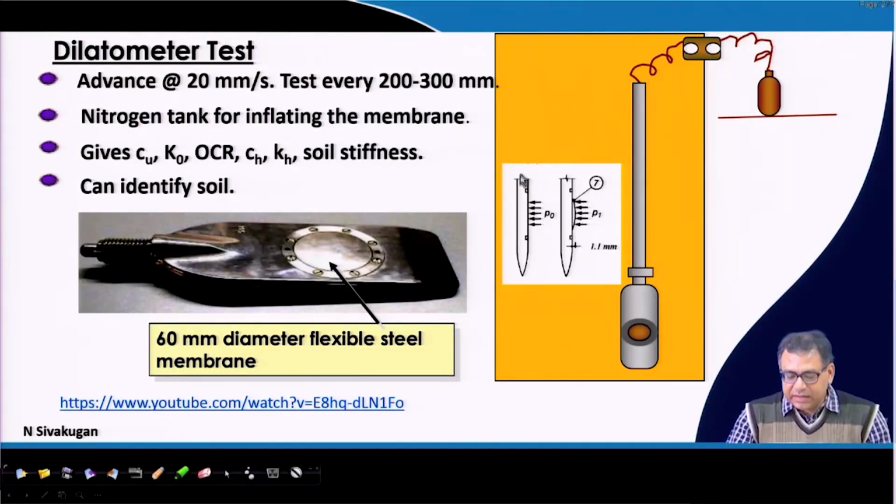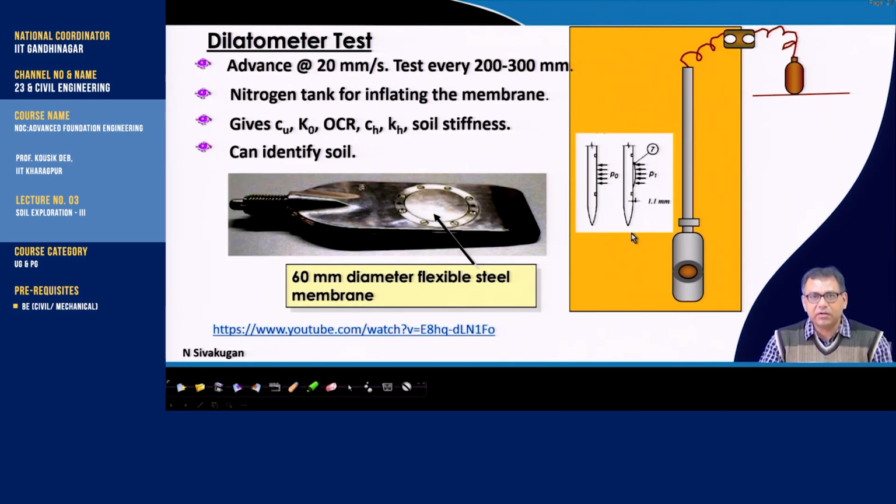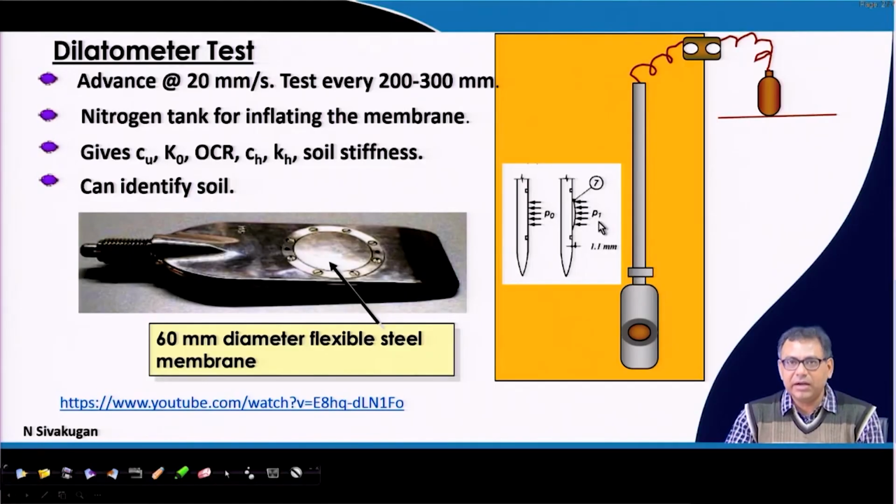So, basically it has two major readings, actually it has three readings, but these two major readings we will use for the correlations. One reading is called the A reading and the next reading is called the B reading. In the A reading I will get the P0 and in the B reading I will get the P1. There is another reading, the C reading, where I will get the P2, but we will not discuss that here. So, the A reading and B reading are different stages, by which we are taking different readings.